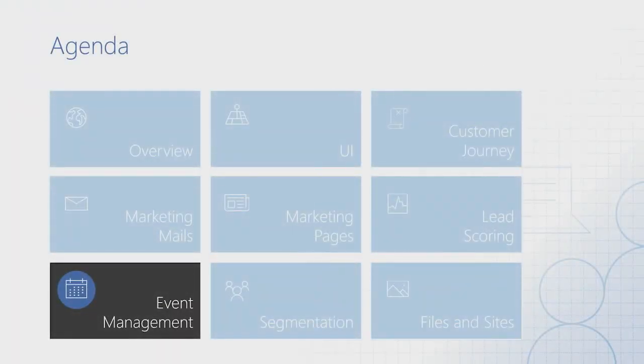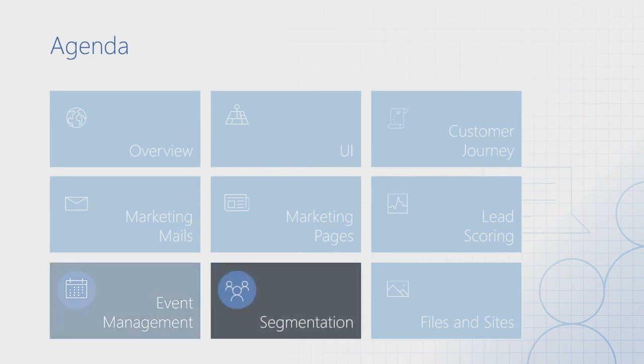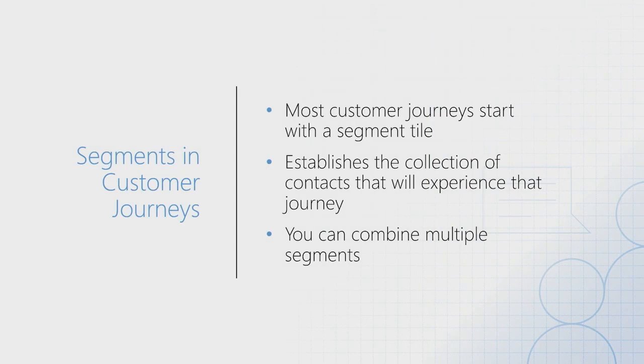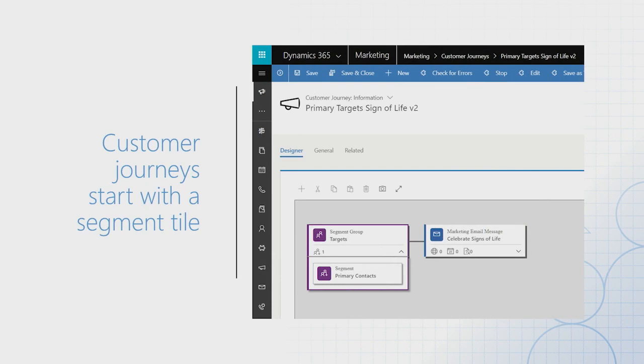So that was event management, and we've talked a bit about the segmentation capabilities of the app. We've seen that the customer journeys always start with a segment tile, and this is where you define the target groups that are supposed to go down the path that you designed for them for this campaign. The segment tile can include one or more sub-segment tiles, and you can do unions of those or exclusions, whatever fits your need.